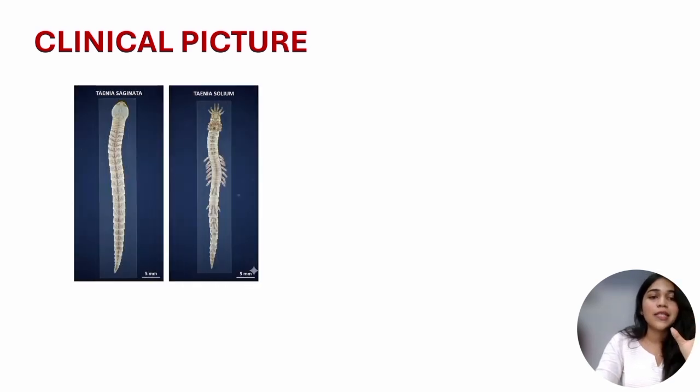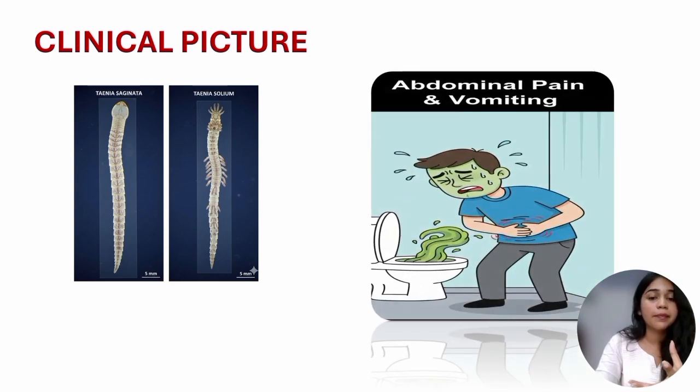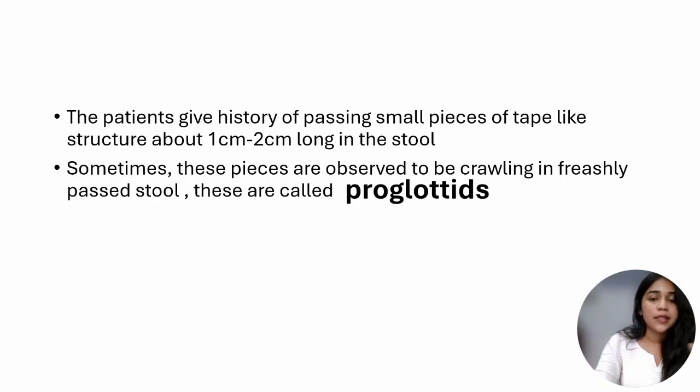Next is the clinical picture. As the adult worms are very long, about 1 to 5 meters, they are likely to cause abdominal pain and vomiting due to intestinal obstruction. The patient gives a history of passing small tape-like pieces, about 1 to 2 centimeters long, in the stool. Sometimes they can be seen crawling in freshly passed stool, and they are known as proglottids.